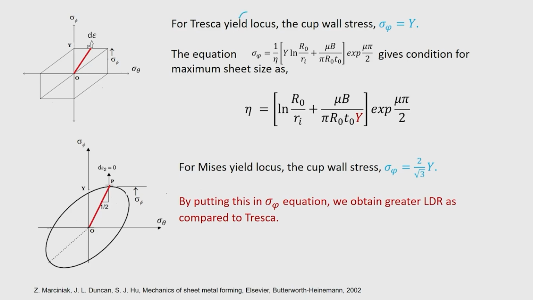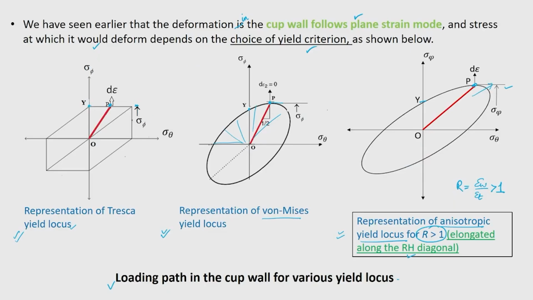For Tresca yield locus, the cup wall stress would be equal to Y. So sigma phi is equal to Y. We have seen this here. Your sigma phi would be equal to Y only.